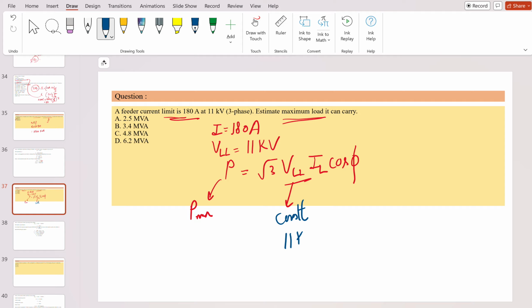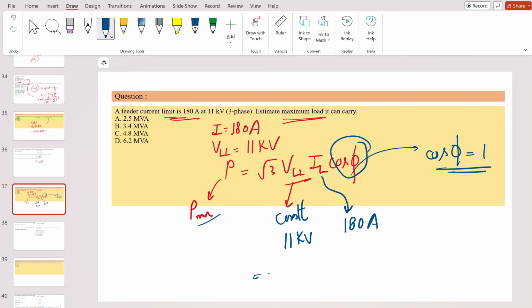It is given 11 kV here, and the IL is also constant. You can give 180 amps, and the cos phi is variable depending upon the loading condition. So it is asking P max, so the cos phi should be maximum. So it will take the 1 here. So it will be simply root 3 multiplied by line to line voltage 11 and multiplied by 180. It is multiplied with, you can say, kVA.